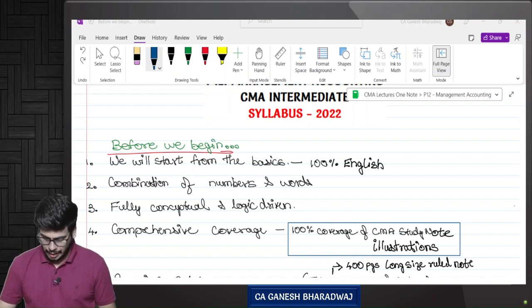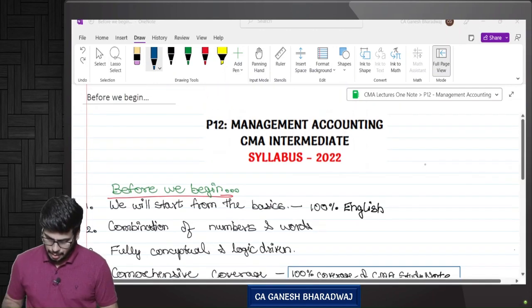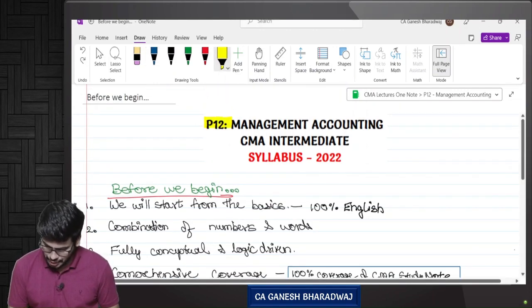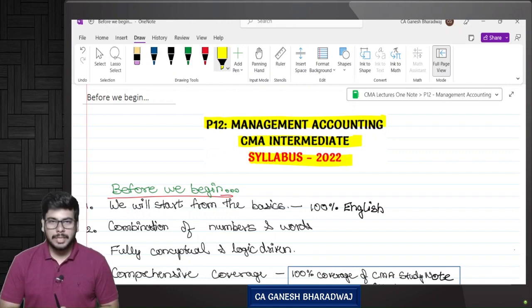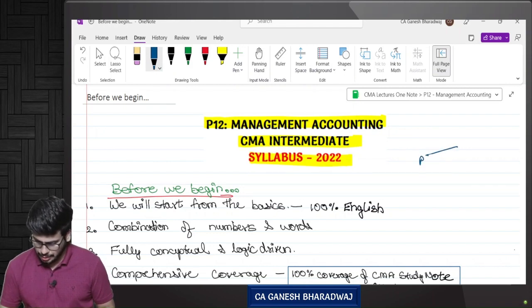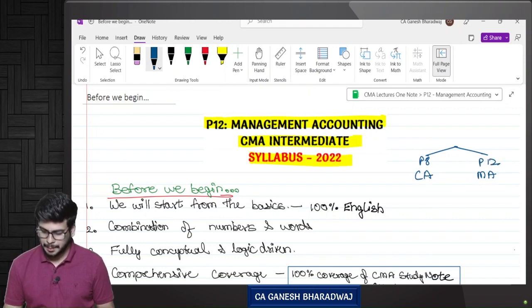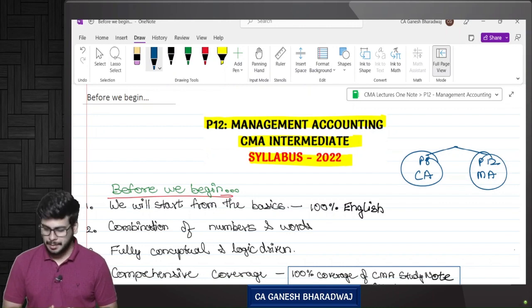And I'm going to be your faculty for the subject Paper 12, Management Accounting, which is a part of your CMA intermediate course as per syllabus 2022, right? So currently I handle two papers, which is paper 8, cost accounting, and paper 12, management accounting. So these two are the papers I handle for CMA intermediate. And right now we are going to look at this particular subject, paper 12, which is management accounting.